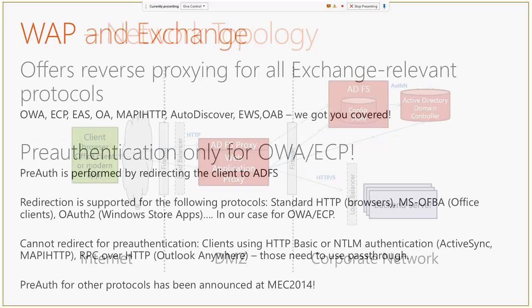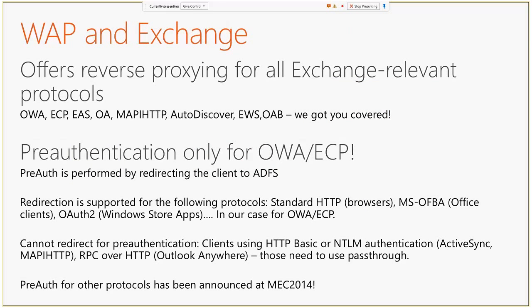Okay, Web Application Proxy and Exchange. We can publish any protocol in Exchange with Web Application Proxy. We can publish OWA, obviously. We can publish the newer protocols like MAPI/HTTP. That's actually working. The thing that's currently a limitation of Web Application Proxy, which is kind of boring, I get it, is that we can only perform pre-authentication for OWA and ECP at the moment.